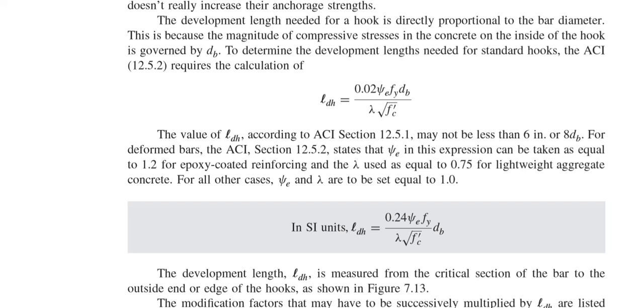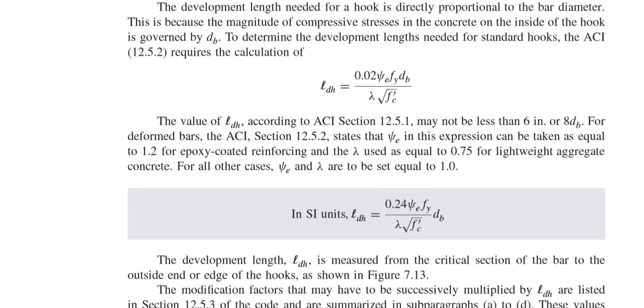Okay, when you will design later, you should always check the design specification, because any factors can change over time. Okay, and this development length per hook may not be less than 6 inch or 8 times the bar diameter. So it cannot be less than 6 inch or this. You should remember that, because if we use this equation, most of the cases it will be very small.